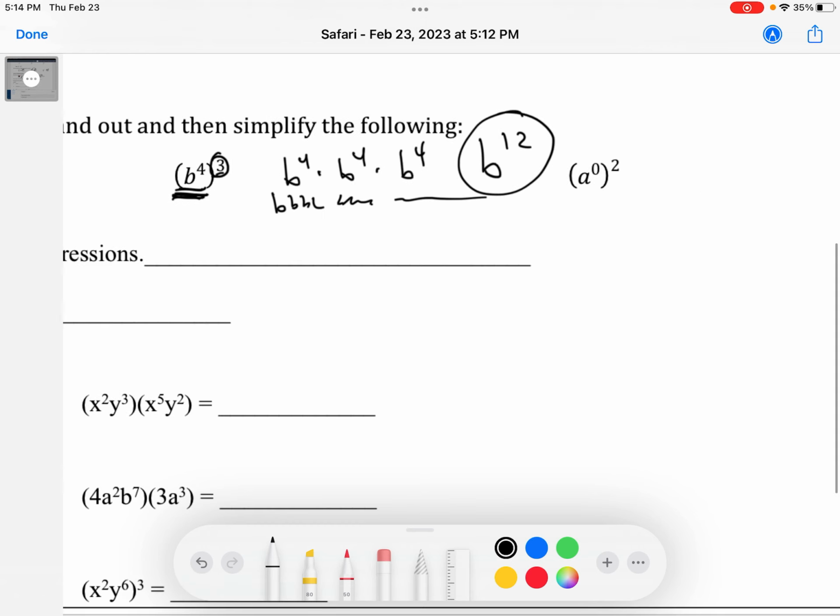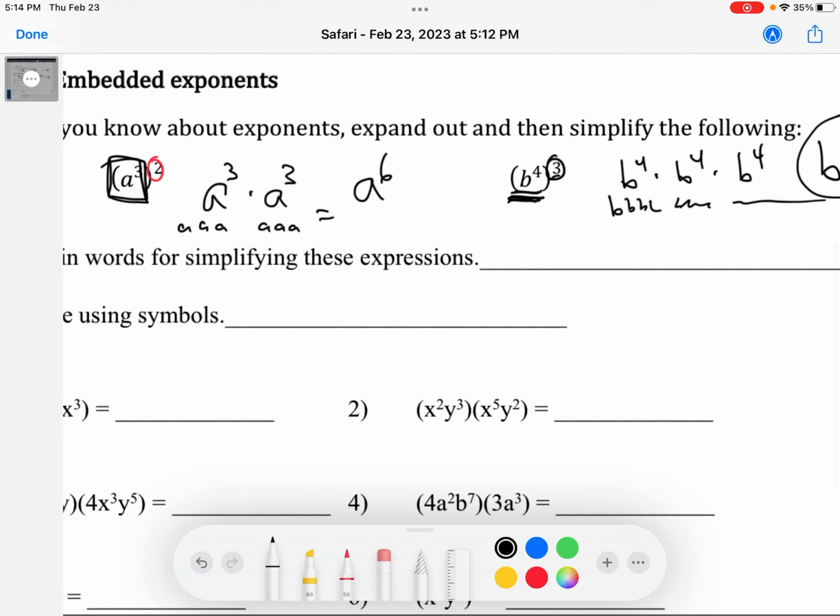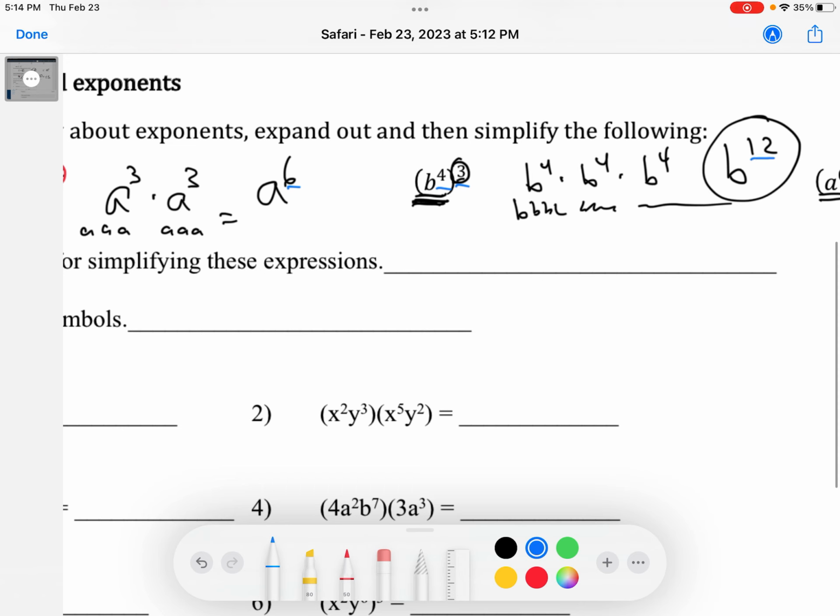This one, a to the 0th, copy that twice. A to the 0th, a to the 0th. Hang on a second, anything to the 0th is 1. 1 times 1, 1. So that's going to be 1. Okay, so how do we get there? What rule can we come up with for this? We had 3 and 2 turn into 6. We had 4 and 3 turn into 12. And if you're thinking multiplication, you are exactly right. We are going to multiply those exponents.